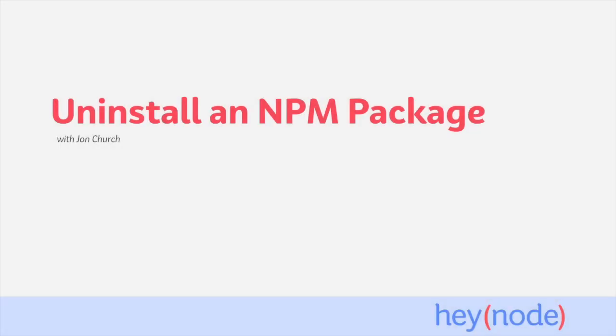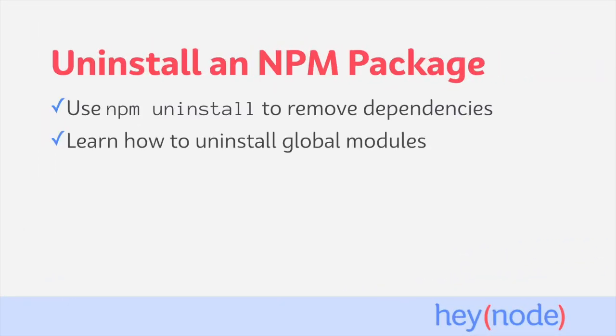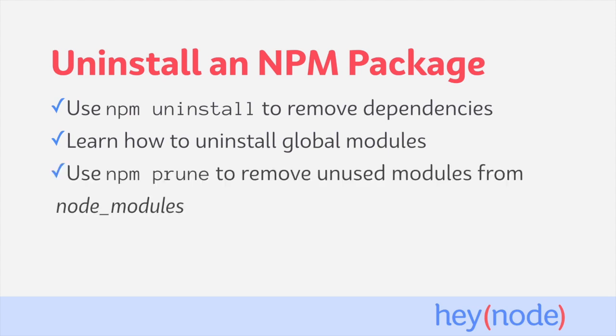When you no longer need a package that is installed in your project, you can use the npm uninstall command to remove it. In this tutorial, we'll use the npm uninstall command to remove dependencies, learn how to uninstall globally installed modules, and use the npm prune command to clean up your node_modules folder and remove any unused dependencies.